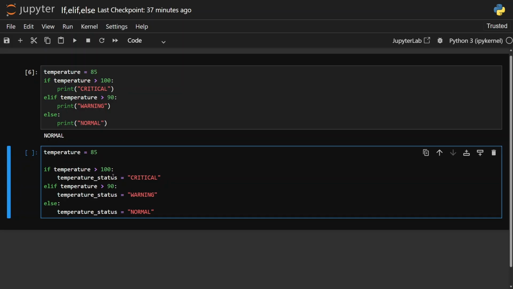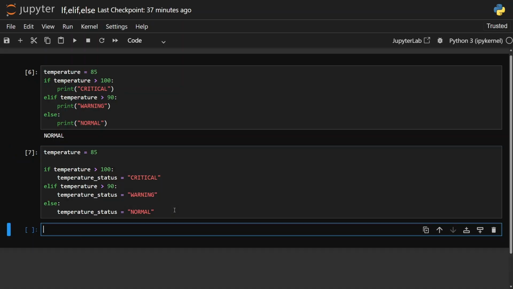We're not printing anymore. Each branch assigns a value to temperature_status instead. That means the result doesn't just disappear on screen. It's saved, so we can use it later, combine it with other checks, or print it whenever we're ready.